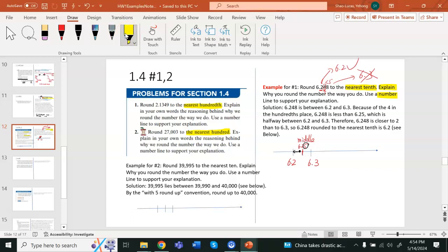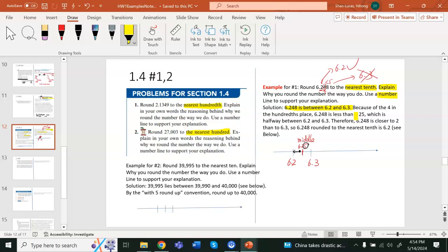That's why I round it down to 6.2. That's just the step, the instruction for how to do it, but not why you do this. So the explanation should be, from the number line, we can tell that this number is between 6.2 and 6.3. So the answer is either round up to 6.3 or round down to 6.2.